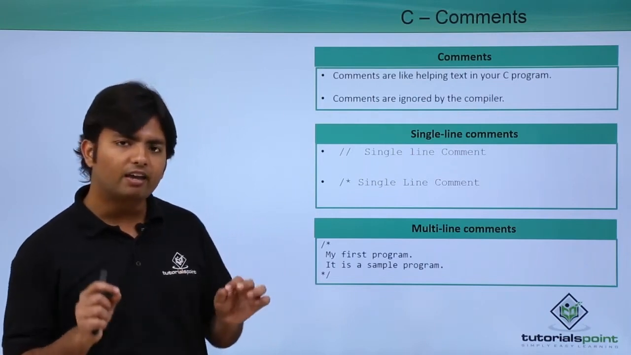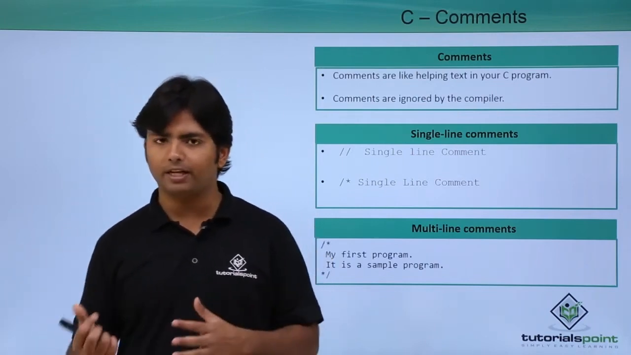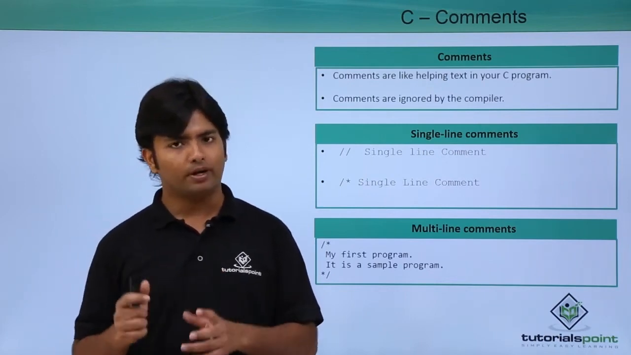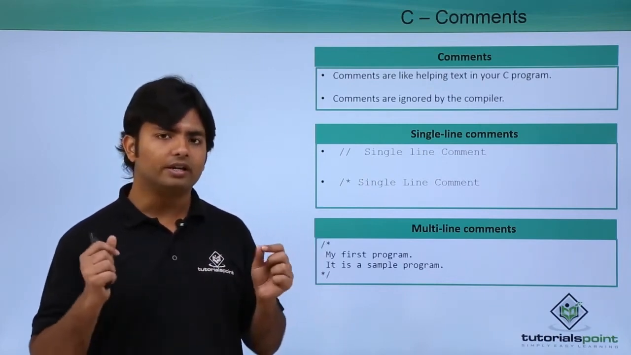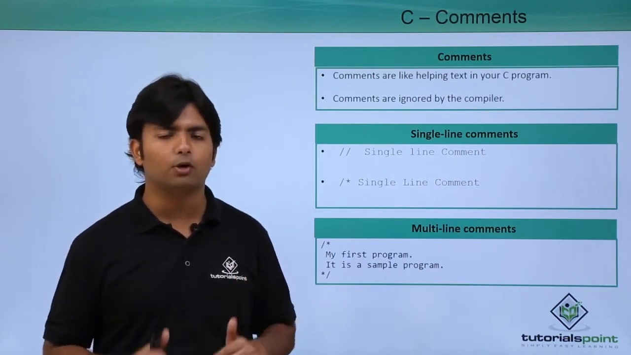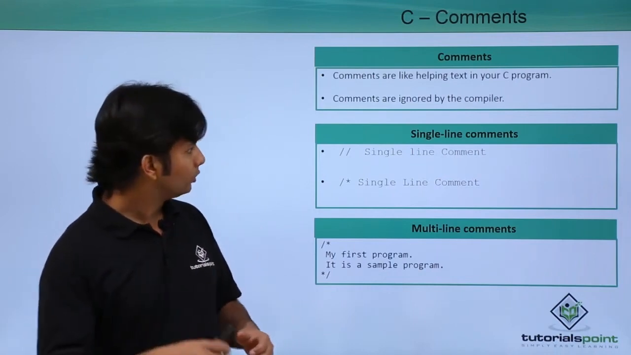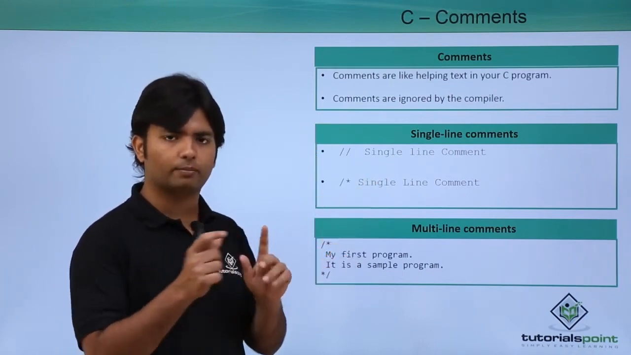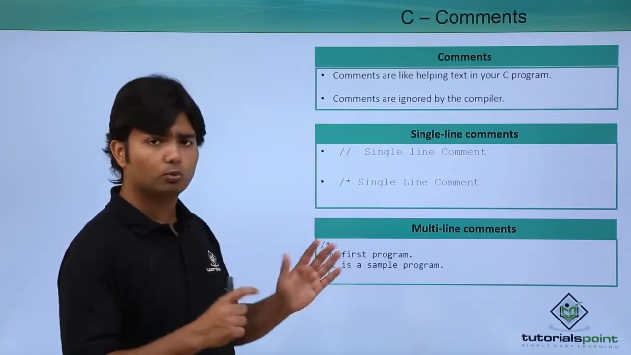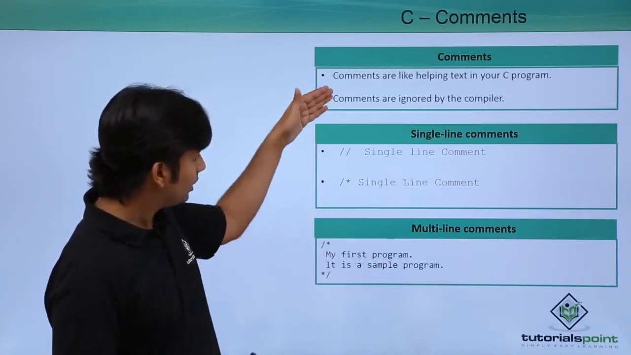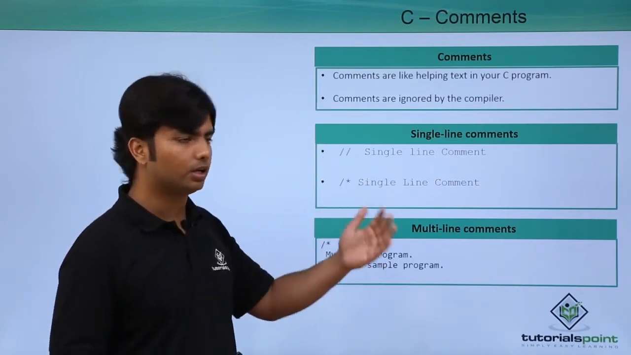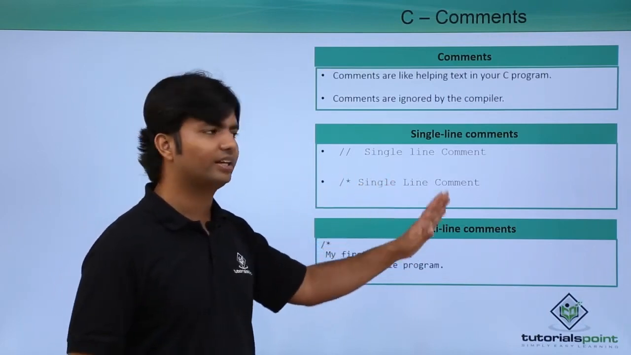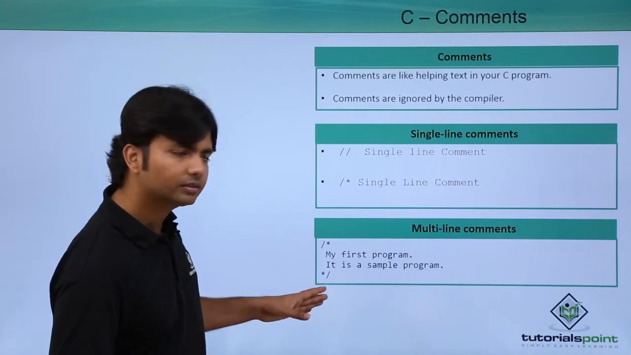If I have used some comments to explain my code, it will be easier for the other person to understand. But a comment will never be compiled and it will never be executed. For writing a single-line comment, meaning a single line you don't want to execute, you can use a double slash, and the multi-line comment starts with a slash and asterisk and ends with an asterisk and slash, like this.